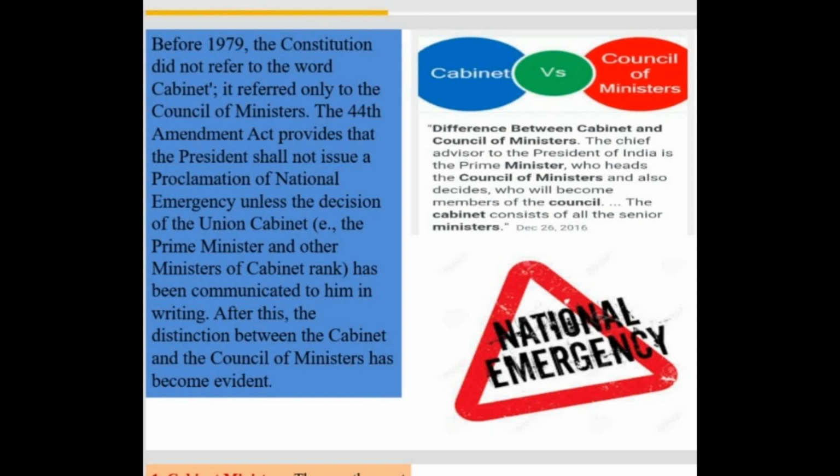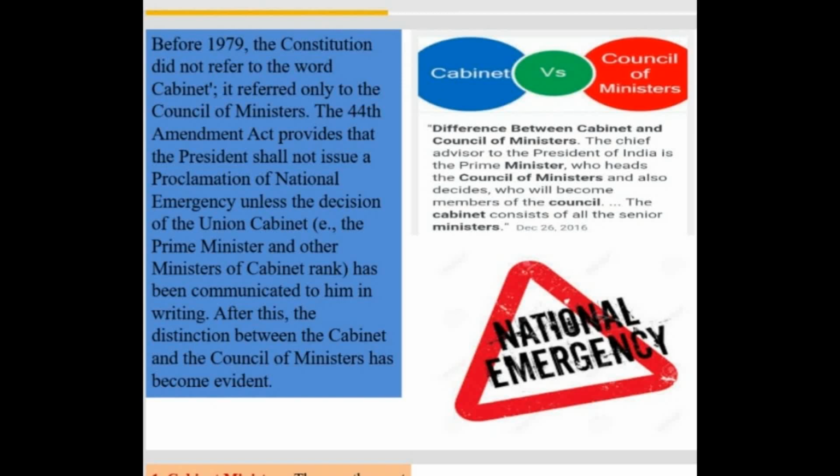Here, in this Act, what was mentioned was that the President shall not issue a proclamation of national emergency unless the decision of the Union Cabinet, that is the Prime Minister and Ministers of Cabinet rank, has been communicated to him in writing. So the 44th Amendment Act has brought this provision to the Constitution. What is that provision? The President, in exercising his emergency powers, for example a national emergency, cannot proclaim an emergency on his own. He should get that in written form from the Union Cabinet.